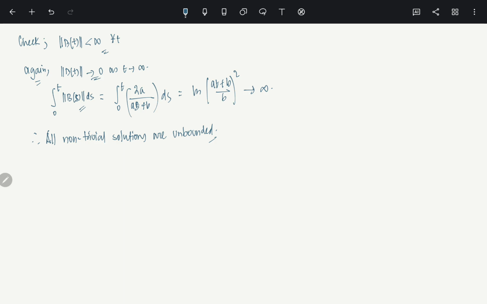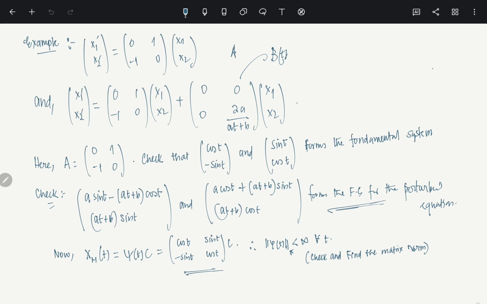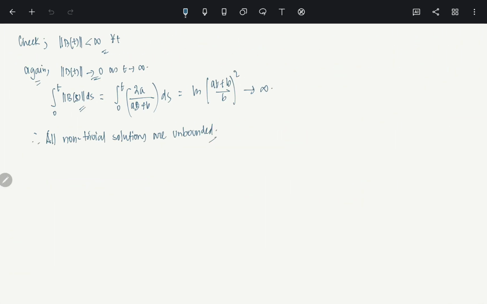Is this okay? So for this system, the original equation has all solutions bounded, but for the perturbed problem the solutions are going to be unbounded. Is it okay? So with this I am going to end this video.